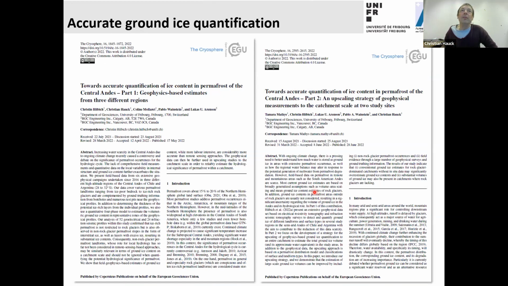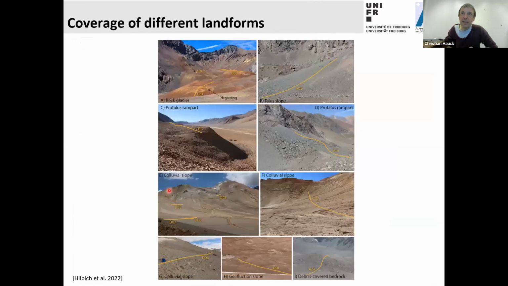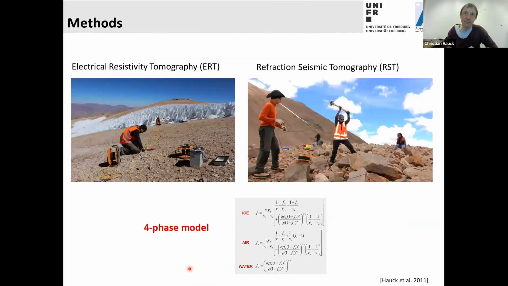And that we published in two papers where most of the details are in The Cryosphere, and I will show some results from there. So the data come from very different regions in the Central Andes around here. And also it's not only rock glaciers, could also be talus slopes or just colluvial slopes, just material where it's not sure how much ice is in there.